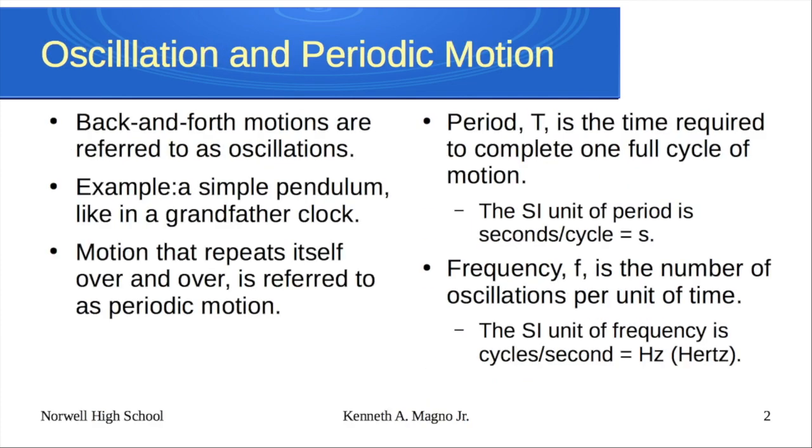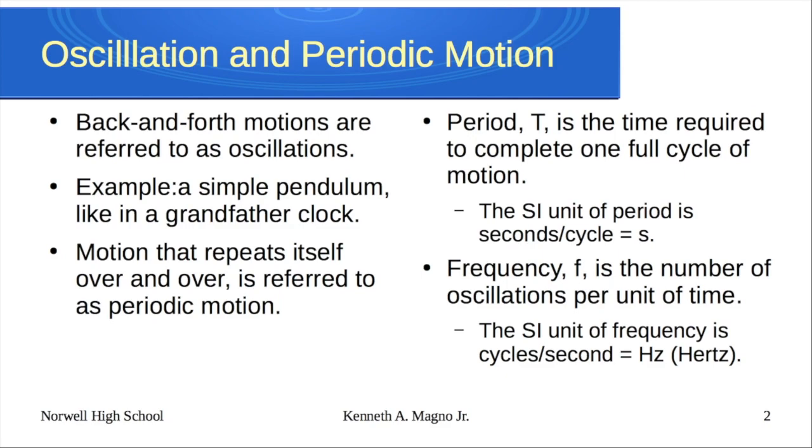So an oscillation is kind of this back and forth motion. Anything that goes back and forth and back and forth, like a child on a swing, that's an oscillation. Another example is the pendulum inside of a grandfather clock. It goes back and forth and back and forth. So basically any motion that's going to repeat itself over and over is referred to as periodic motion.